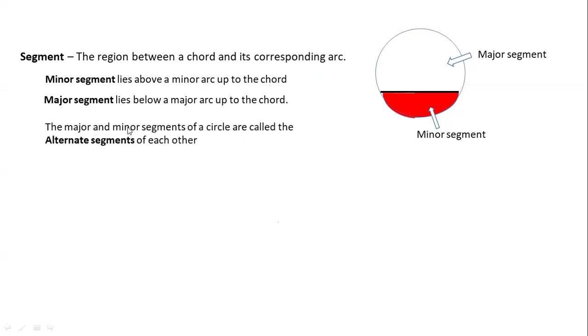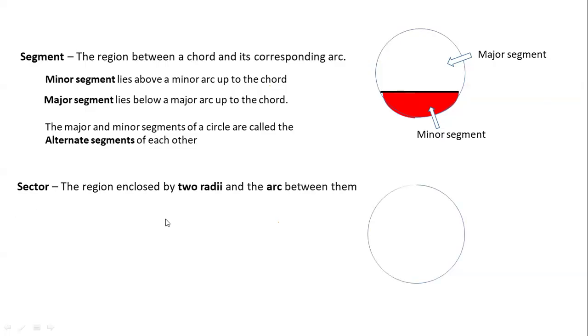The major and minor segments of a circle are called the alternate segments of each other. Sector. The region enclosed by two radii and the arc between them is called the sector of the circle. This is the circle, two radii. This is one radius, this is the second radius, and this is the arc between them. This region, this portion, is called the sector.